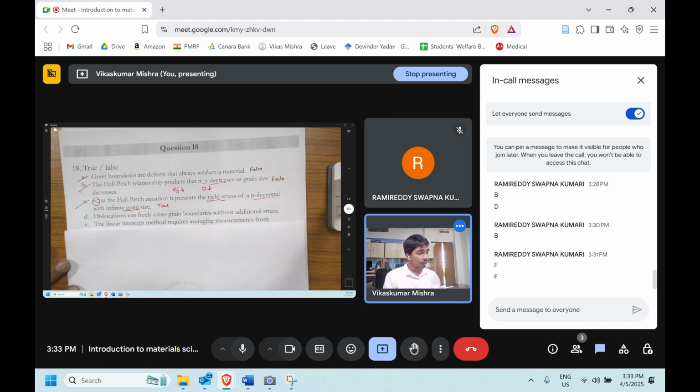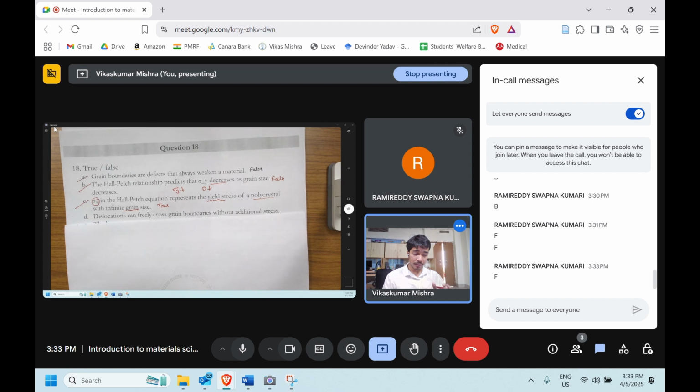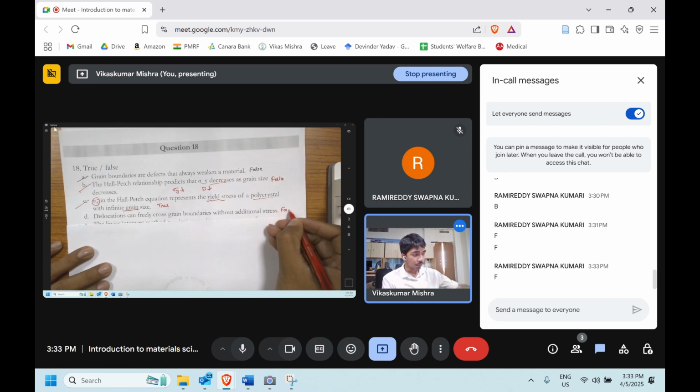Very good. The dislocation can freely cross the grain boundary without additional stress. Within the grain, we applied some stress, like the dislocation is moving within the plane at some particular stress. Will we require additional stress or not? Yes, we will require additional stress. That's right. It's false. The statement here is false.